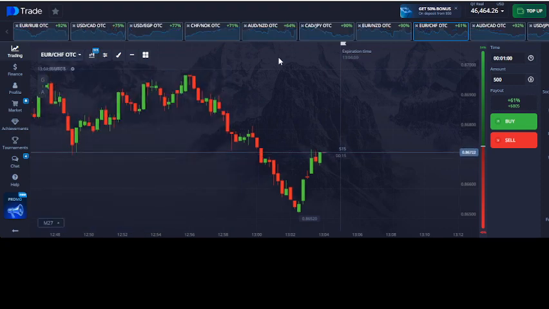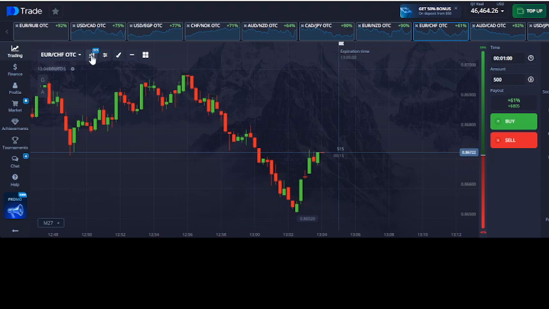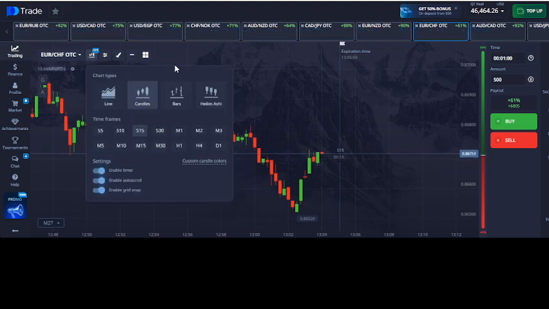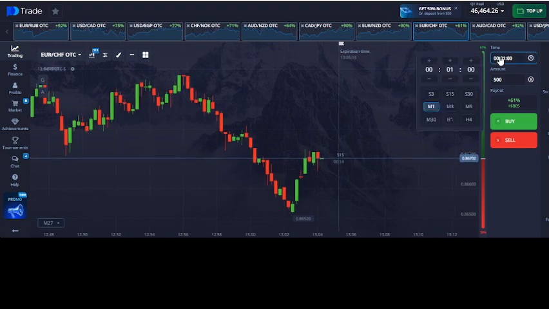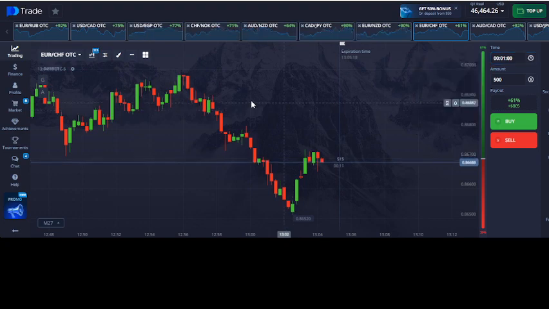Okay, and for my candlestick chart, I have it set to 15 seconds. Regular Japanese candles. And for my trade timer, I have it set to 1 minute here. So I'll be taking 60-second trades while looking at 15-second candles.